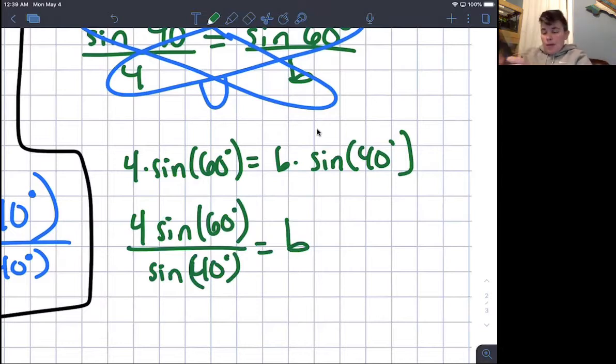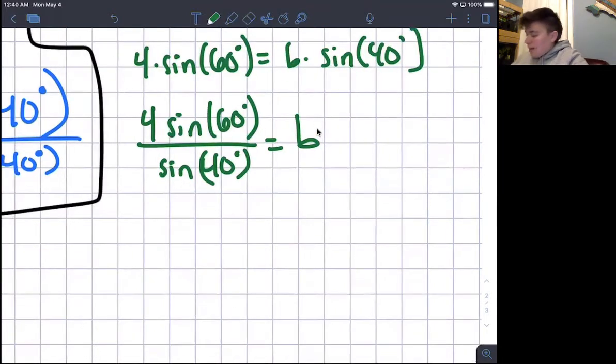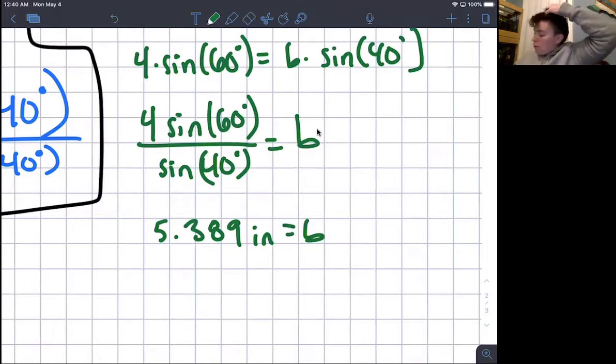I'm going to use my calculator here. 4 times the sine of 60, divided by the sine of 40. And what I get here is 5.389 inches equals b.